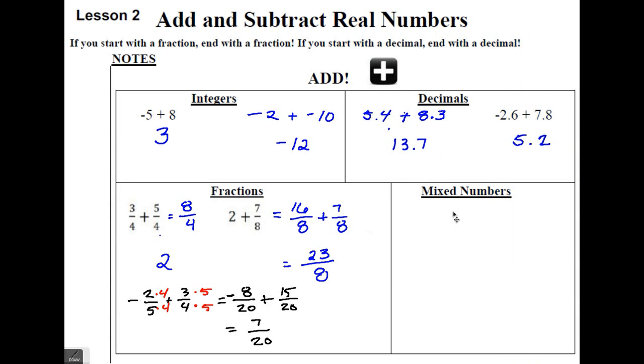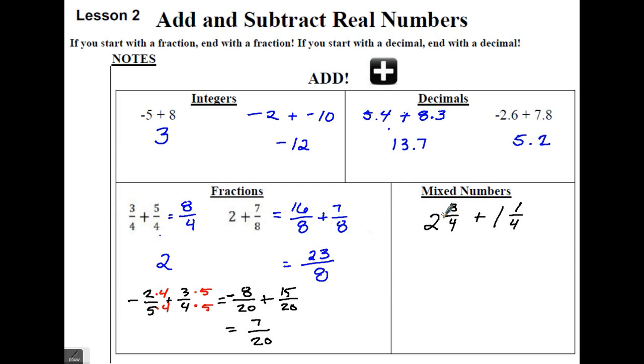Let's go ahead and move on to a couple more examples. So let's go now to mixed numbers. So let's try a couple of these right here. So for mixed numbers, we're going to go ahead and try the following. We're going to try 2 and 3/4, and we're going to go ahead and add 1 and 1/4.